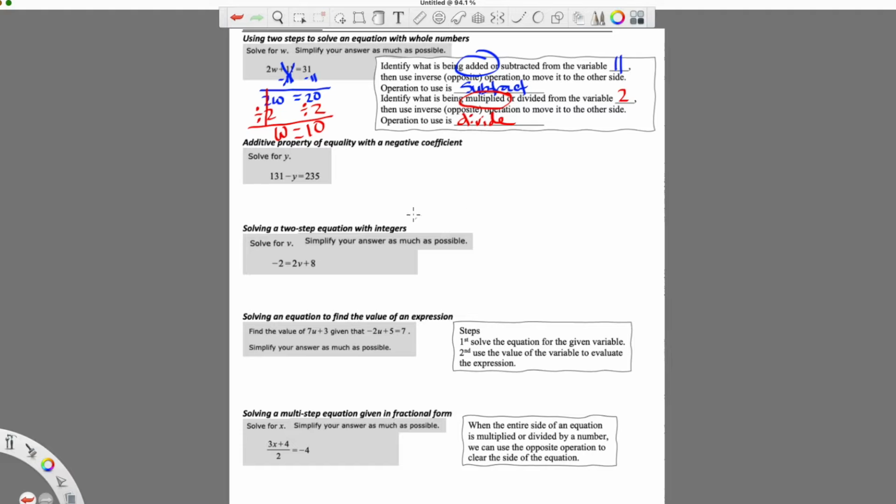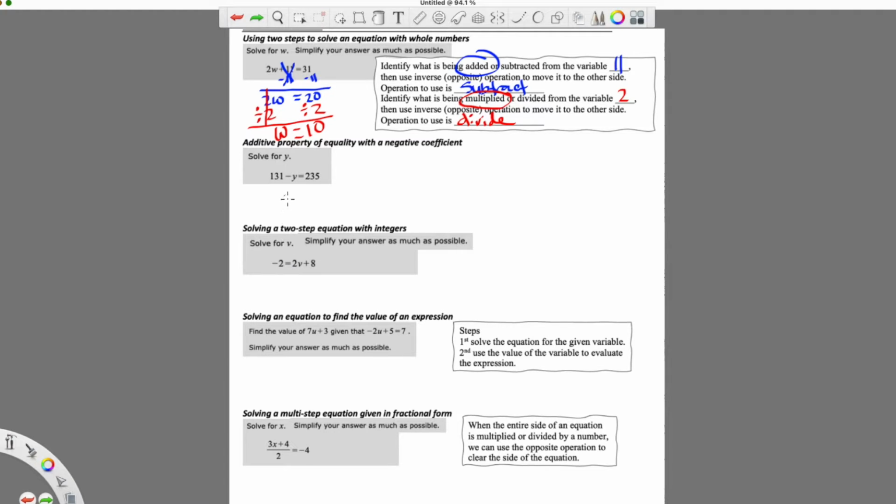All right, so we're going to do the additive property of equality with a negative coefficient. So that just, when I hear additive property, means I'm either going to add or subtract to solve this problem, but I have a negative coefficient. And what that means is negative y, when I see this 131 minus y, there's actually a 1 here. So the negative coefficient is this negative 1. So we are going to have to do something with that.